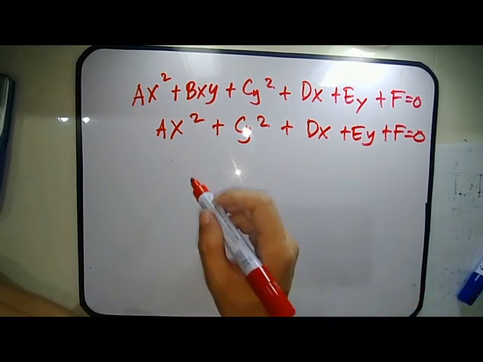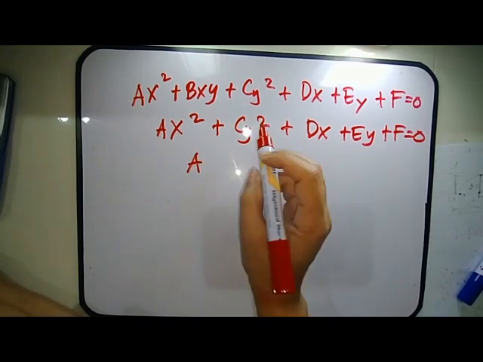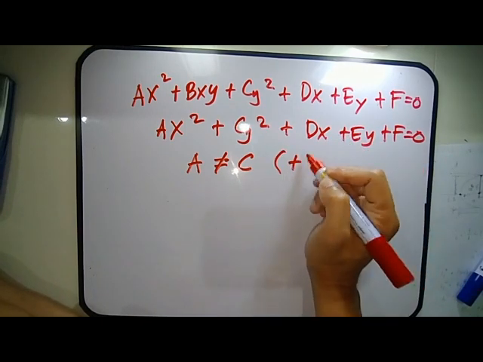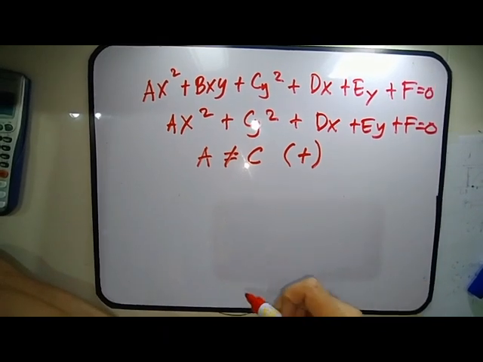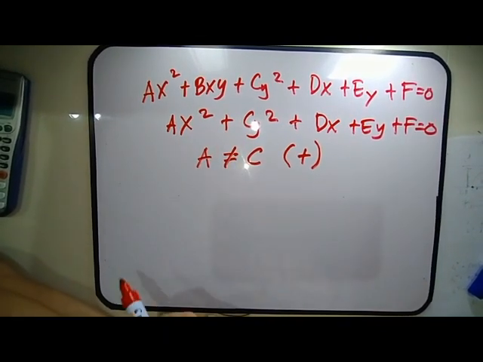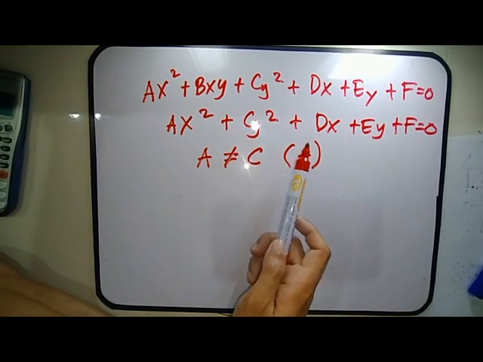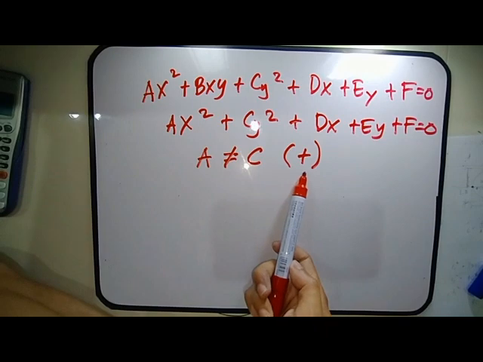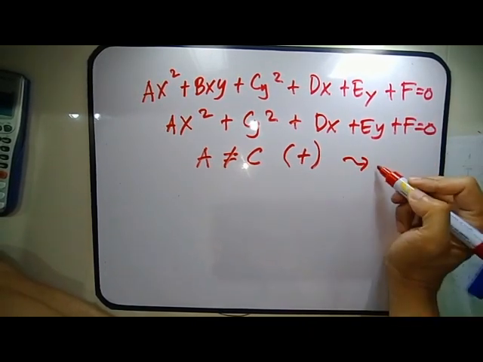So here, if A is not equal to C, but they are both positive, it means that this is an ellipse. If A is equal to C, therefore it is a circle. If A is not equal to C, but both are positive, it means that this is an ellipse.